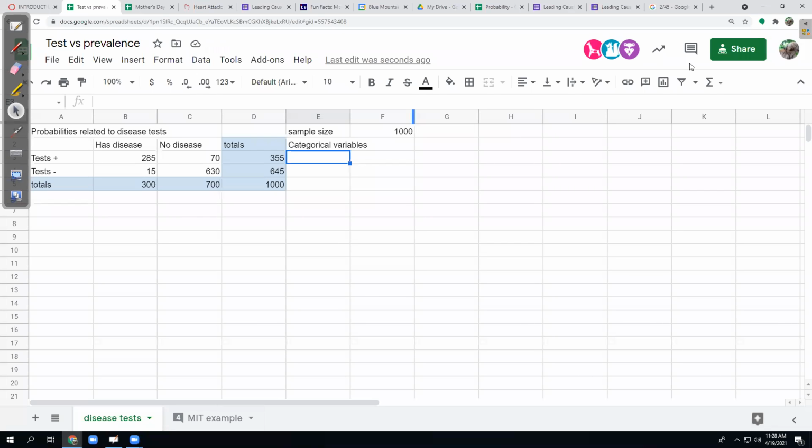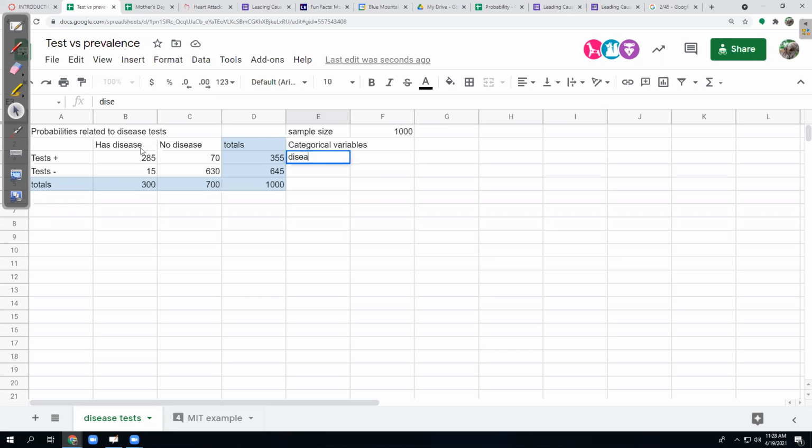So we're going to play around with testing, prevalence, false positives, false negatives. And so if you're looking at this in the future, there's a link to this spreadsheet. And the two categorical variables I'm looking at here are, do they have the disease or not, right? That's a yes or no.